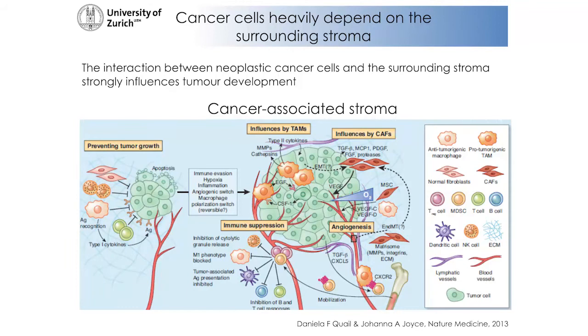More recently, however, it has become clear that cancer cells heavily depend on the surrounding stroma. The interaction between neoplastic cells and the surrounding stroma strongly influences tumor development. This stroma that is found so close to and within tumors is usually referred to as cancer-associated stroma.